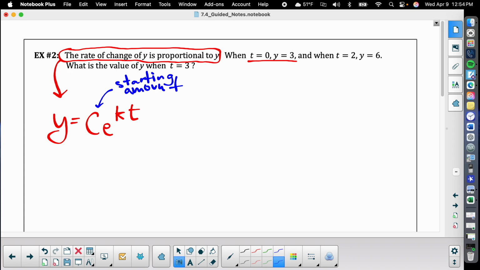So if I put 0 in place of t, I would get e to the 0, and then it would say c equals 3. So if I know c is the starting amount, and we're told that at time 0, y is 3, I can put that in.